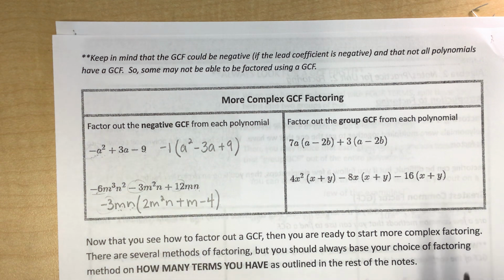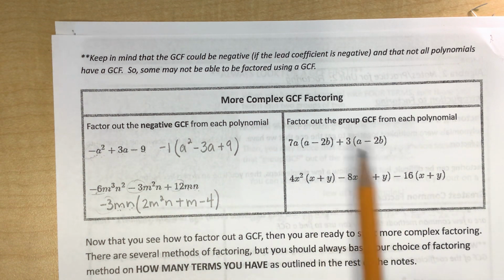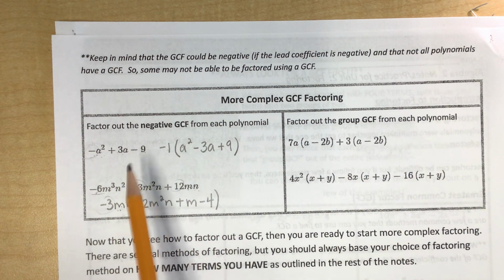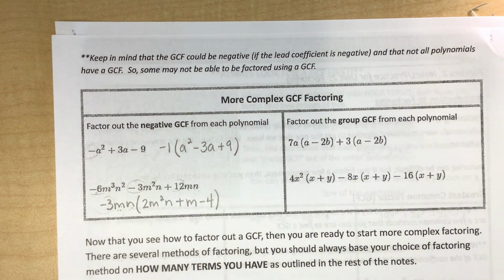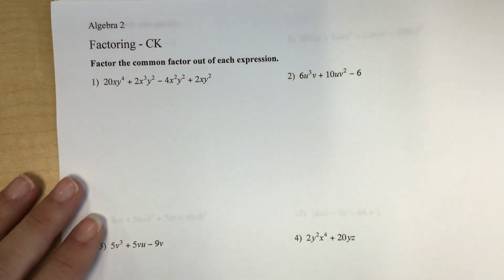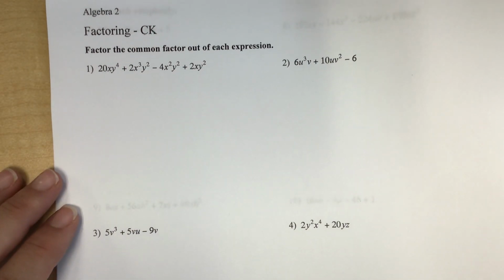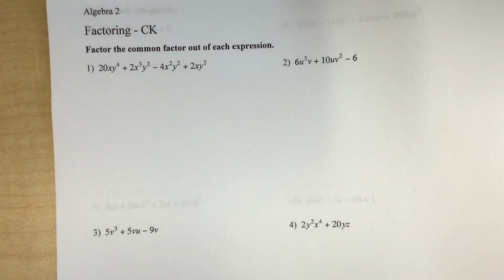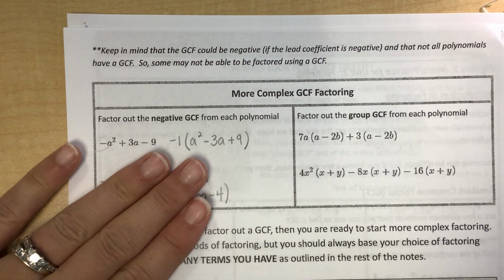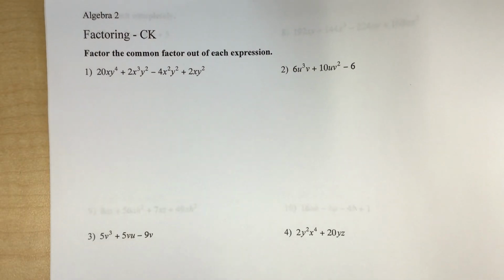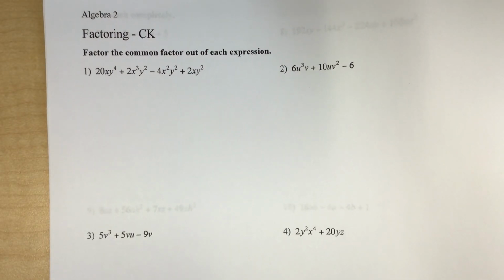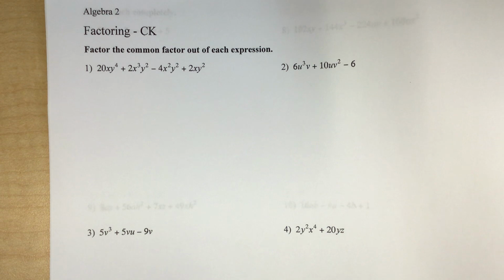Now, we'll get into the grouping in the next video and look at some more. What I want you to do is, in the packet you got, numbers 1 through 6 are factoring by GCF. After watching this video, I want you to attempt numbers 1 through 6 in this packet. If you have questions, please feel free to contact me.